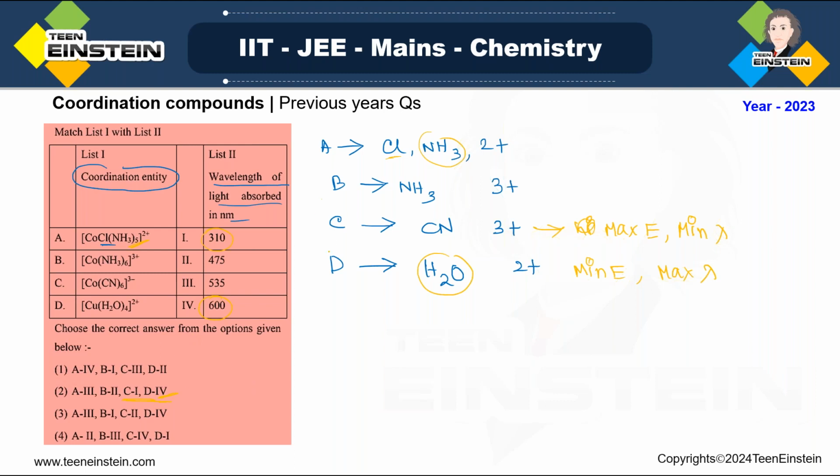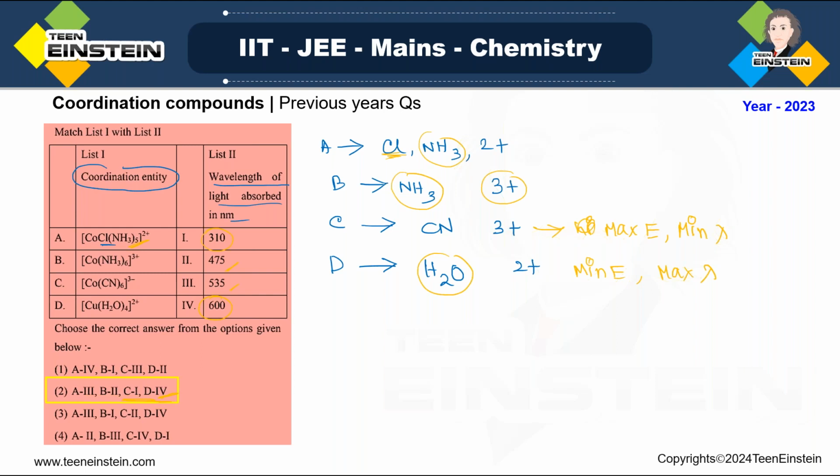Fine. So D is done, C is done. Now we are left with A and B. Among A and B, in case of B, you have ammonia. Here you also have chlorine. And it is associated with 3 plus. That means the next higher energy should be for B. And we are left between these two, 475 and 535. As it is high energy after C, it should be 475. That means B is 2 and A is 3, only 1 is left. So this should be the correct option.